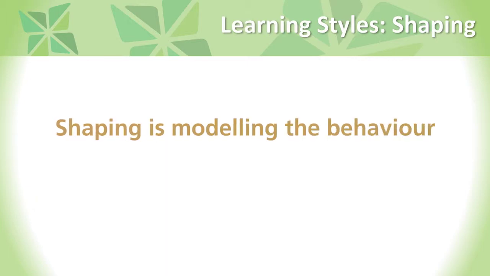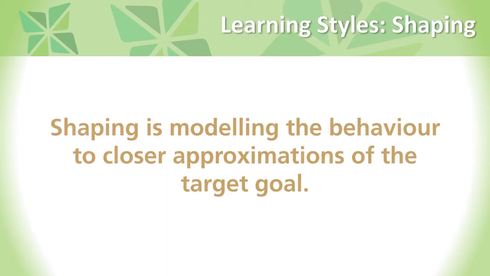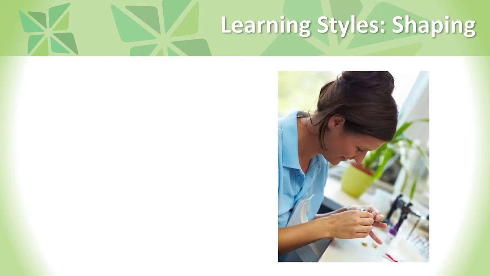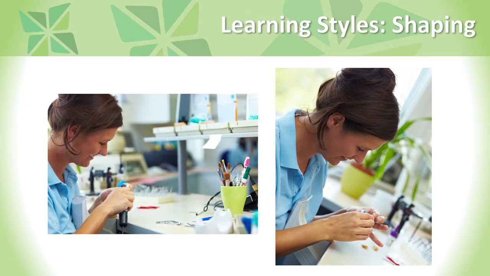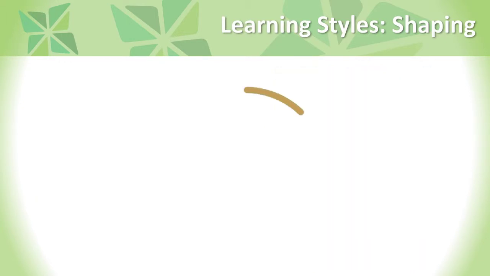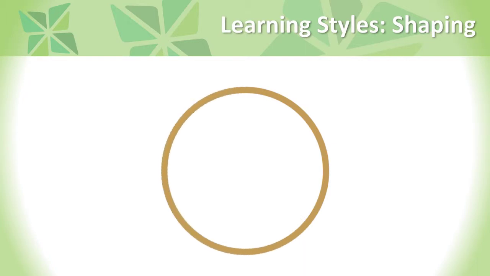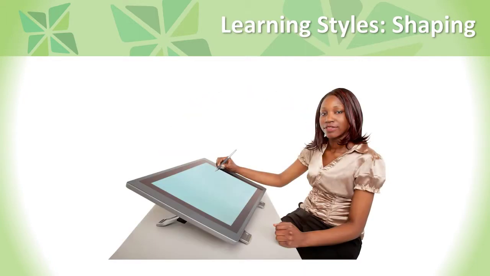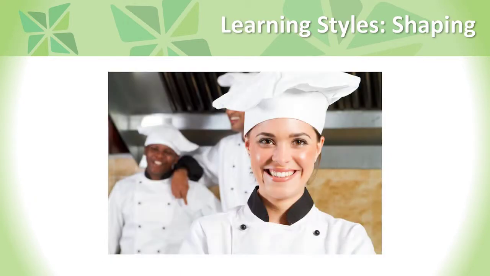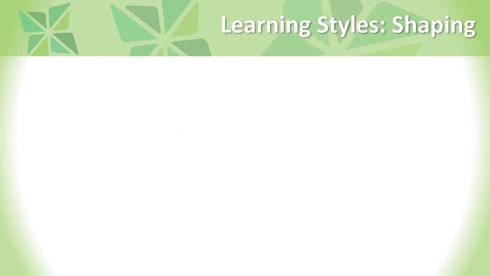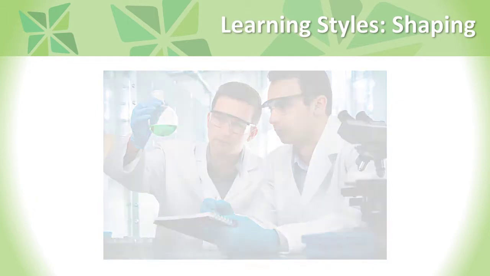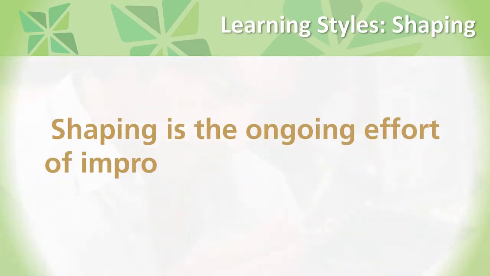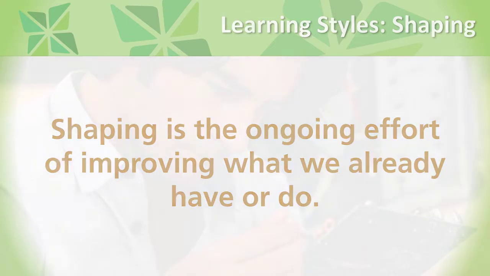Shaping. Shaping is modeling the behavior to closer approximations of the target goal. Some steps may involve levels of accuracy. We reward or encourage the individual as they get closer to the proper or desired outcome. Drawing a circle is a basic example, but shaping can be used for many tasks, such as graphic design, copy editing, baking, and even cleaning. We use shaping every time we edit an email, refine a process, or enhance a product. Shaping is the ongoing effort of improving what we already have or do.